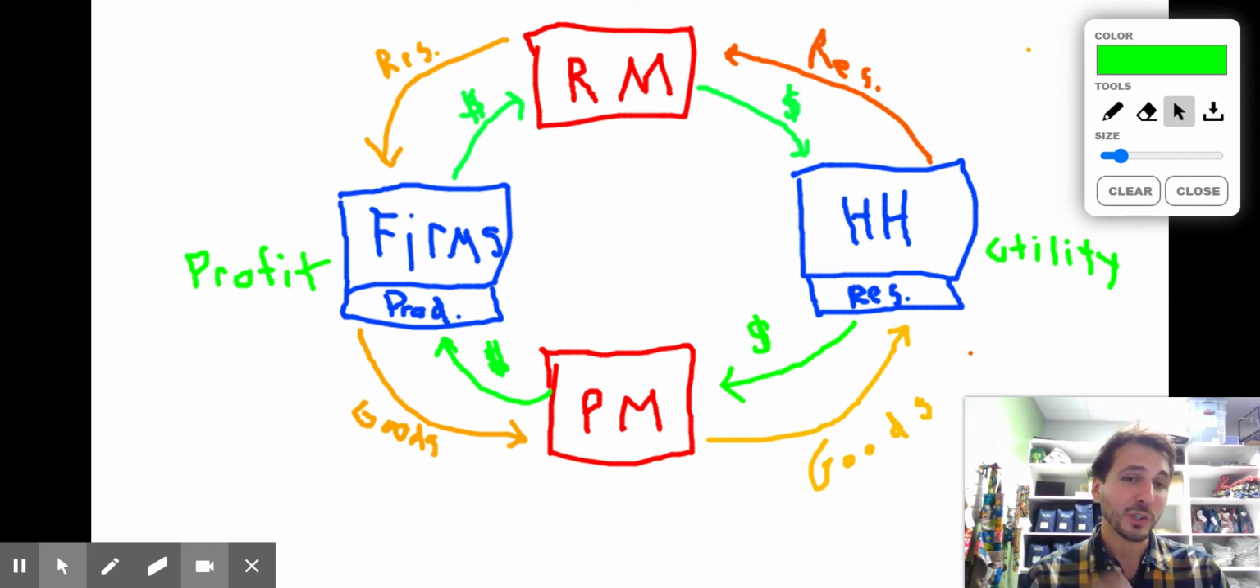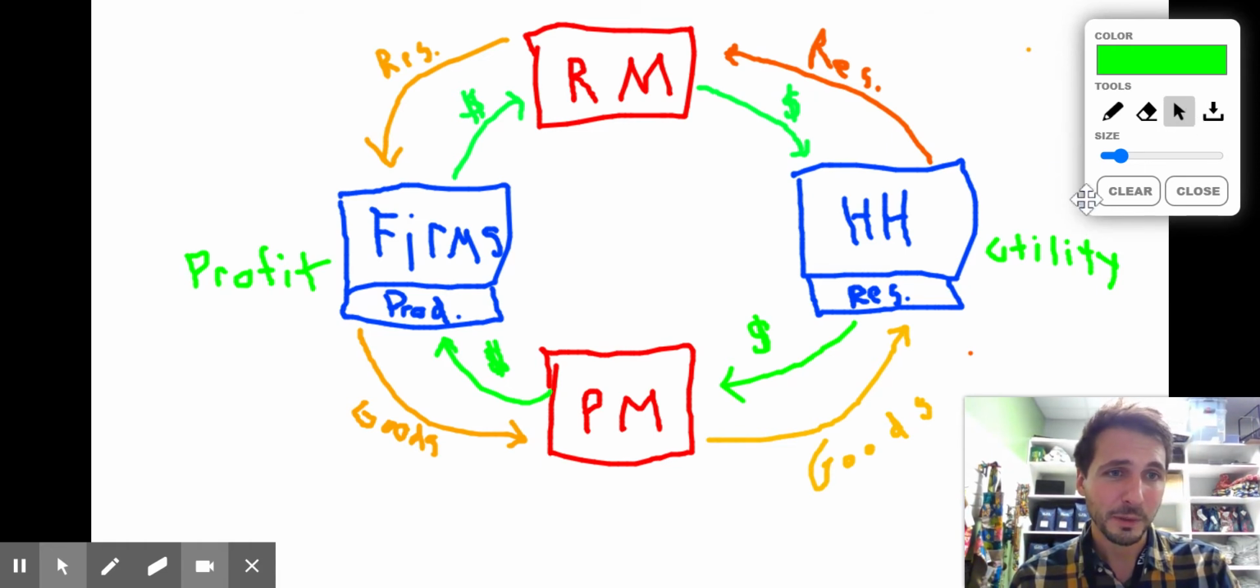So that is a circular flow in a perfect world. Households would sell resources, get money, take the money, and go get goods. Businesses would sell goods, get money, take the money, and go get more resources, and on and on and on the flow goes. Okay, let's keep going.